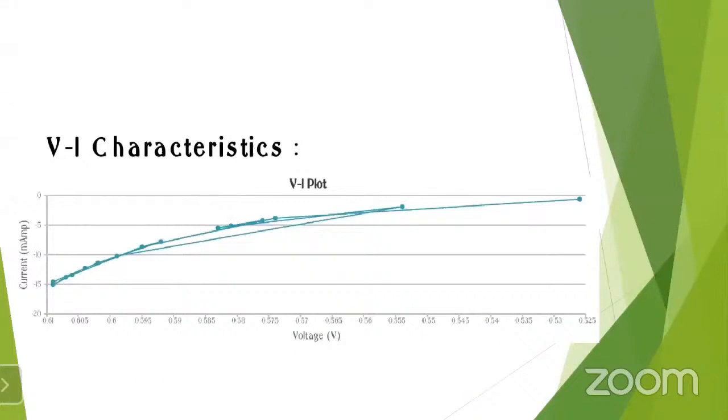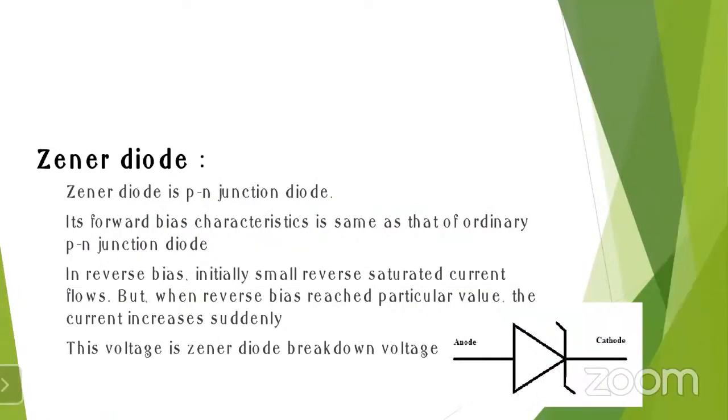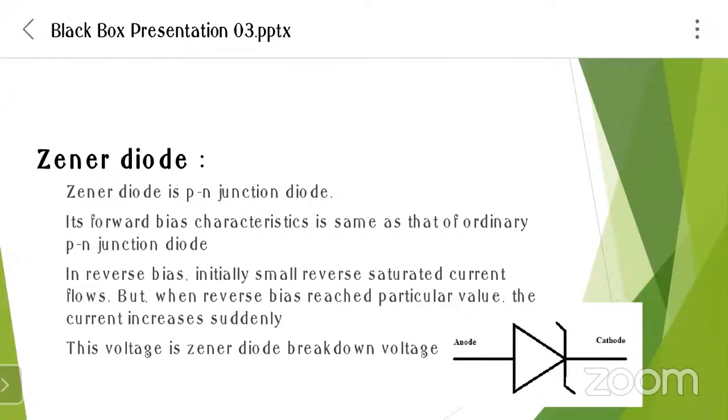Zener diode. A Zener diode is a PN junction diode. Its forward bias characteristic is the same as that of the ordinary PN junction diode. In reverse bias, initially a small reverse saturation current flows, but when the reverse bias reaches a particular value, the current increases suddenly. A Zener diode is intentionally made to operate in the breakdown region, and this breakdown voltage is also called the Zener voltage. You can also see the symbol of the Zener diode on screen.